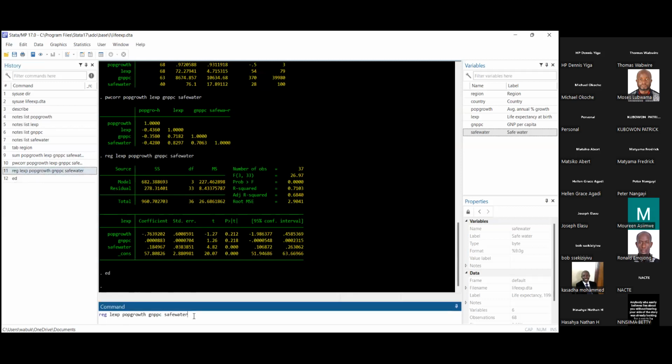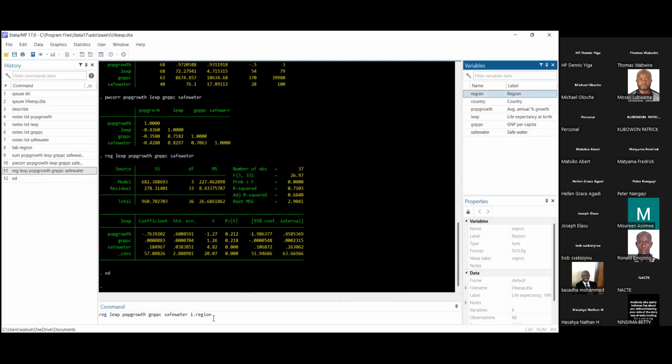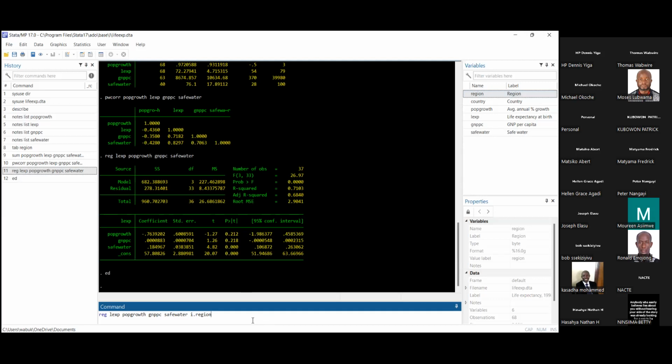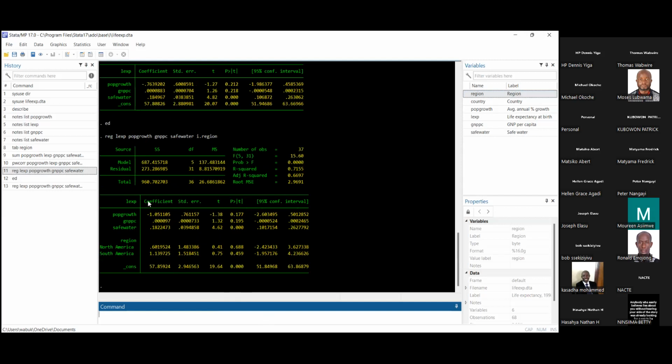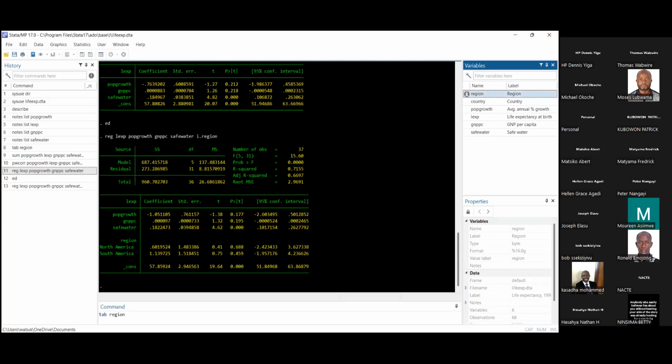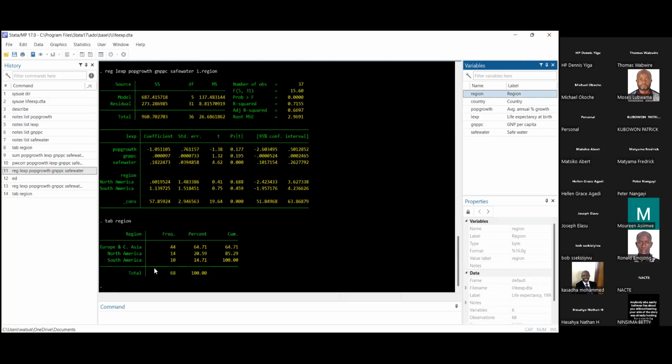So if I recall this and add region, for instance, I want to see life expectancy performance by region. I add indicator variables for region in my regression. You can still do the same regression, same numbers, same issues we have talked about here, but I just wanted to see what it means by region. Remember, I had 3 regions: Europe and Central Asia, North America and South America.